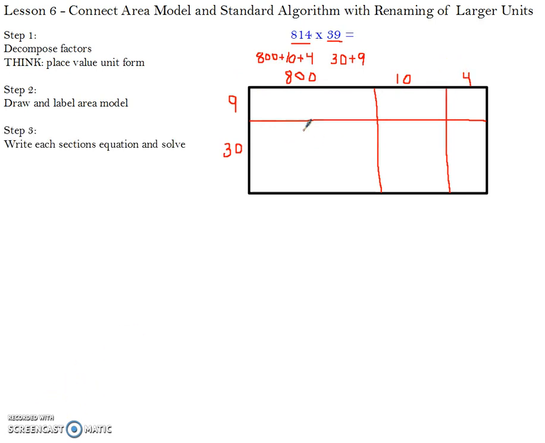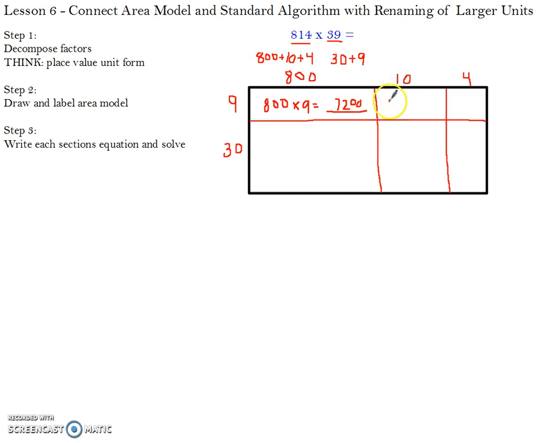Step 3 is you want to write each section's equation and then solve. So my first box here, I'm going to bring down the 800, and it is multiplied by 9. To solve that, I have my 2 zeros here, so I'm going to add them onto the end. And then I do 8 times 9, which is 72. So my first box's value is 7,200.